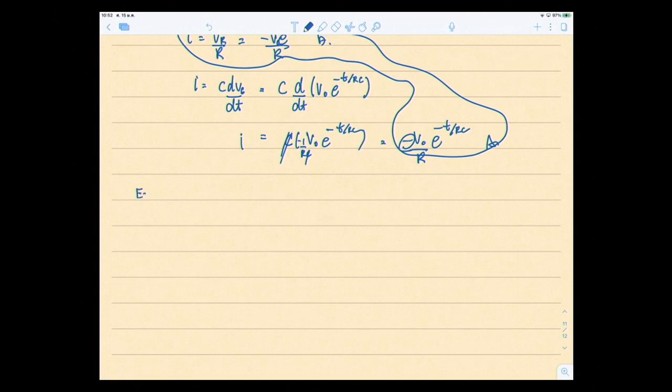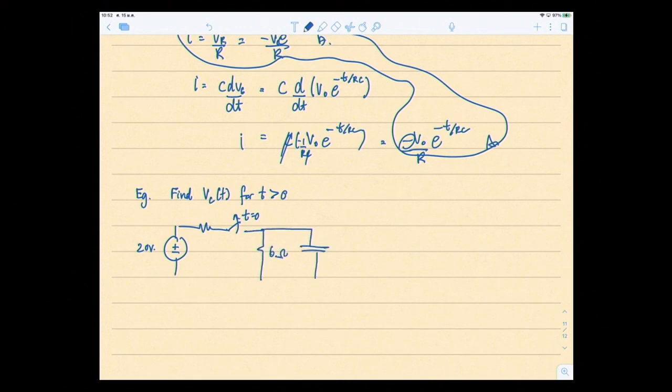Find VC of t for t greater than 0 for this circuit. So VC. Okay.